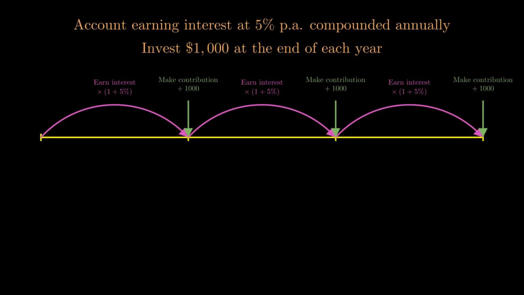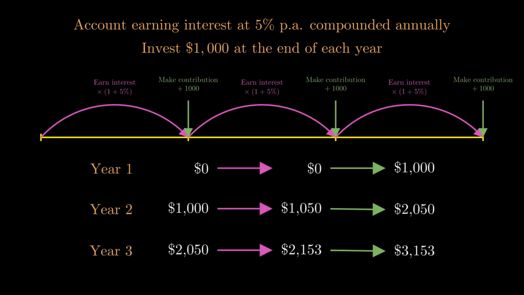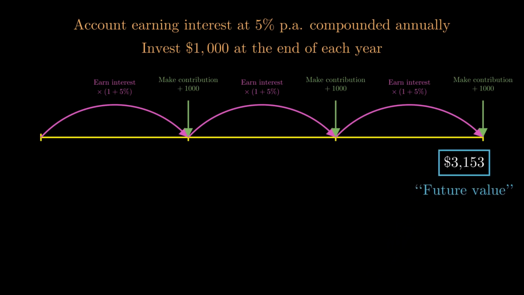Okay, so let's have a look at some of the terminology we might use here. So let's bring back the process from before. That number that we finished with at the end of the story, the $3,153, that's called the future value of this annuity. That final amount we have in the account after pumping in that last contribution of $1,000. And so that's what we have at the end here.